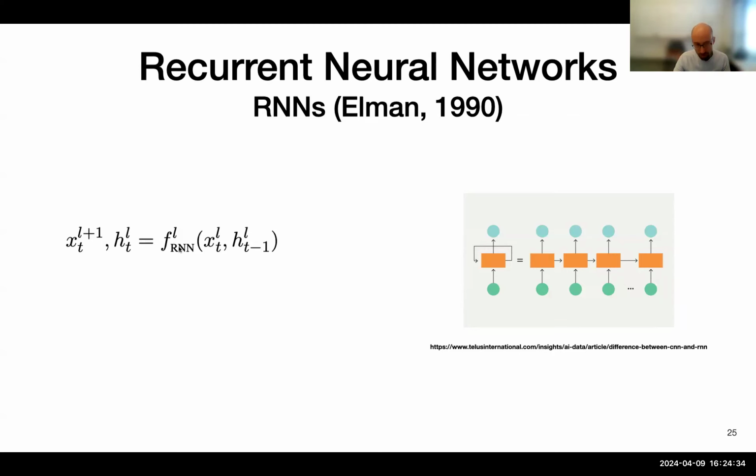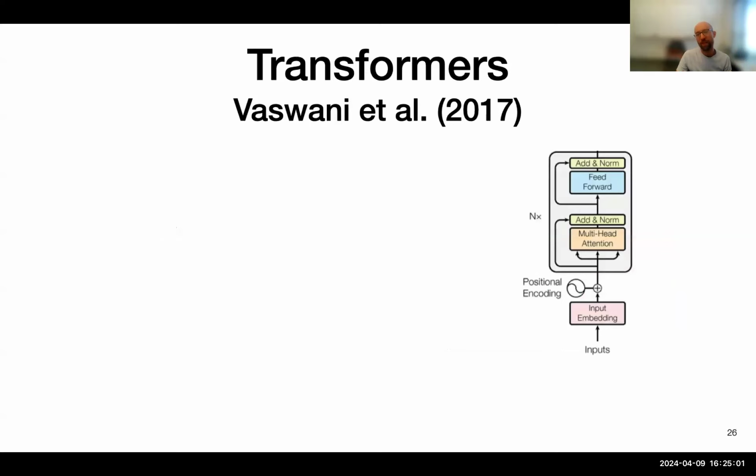Mathematically, you can also look at it similarly. The function of an RNN at layer L gets as its input the value of x at time t at layer L, and this should be L minus 1. This is a mistake. And the hidden representation at time t minus 1. So these are RNNs.